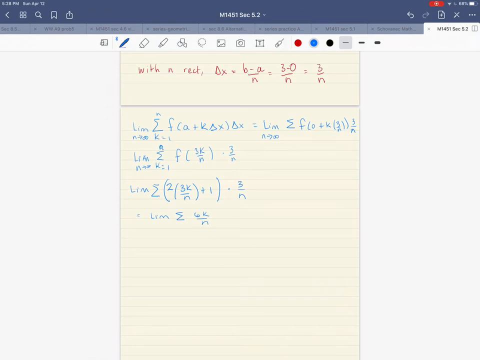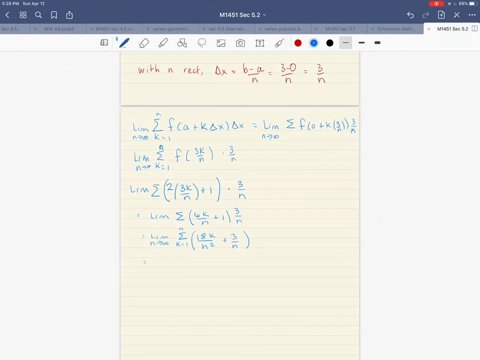2 times 3k over n gives me 6k over n plus 1. Next we distribute the 3 over n. 3 times 6k is 18k over n squared plus 3 over n. The sum is on k.